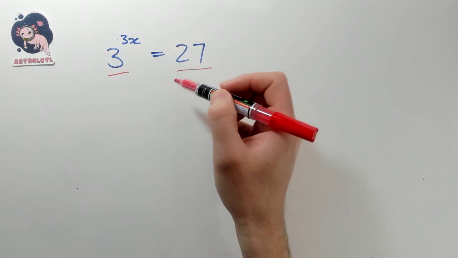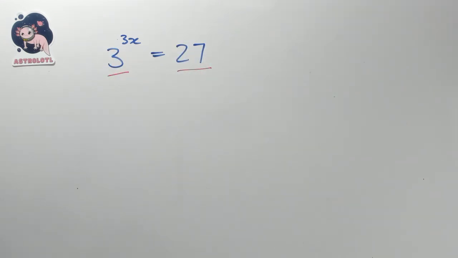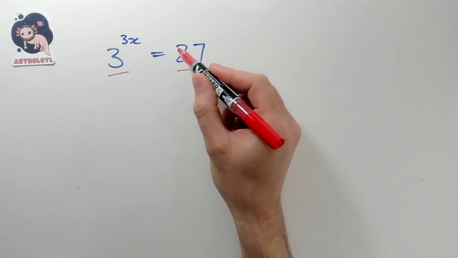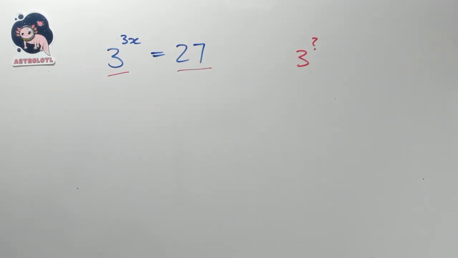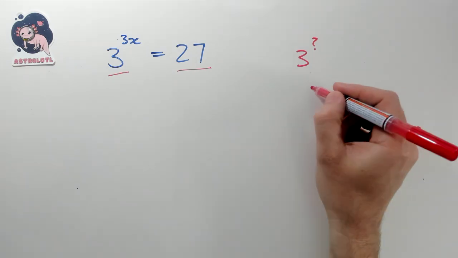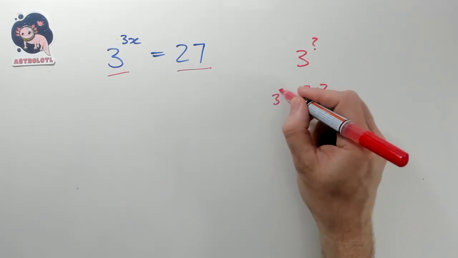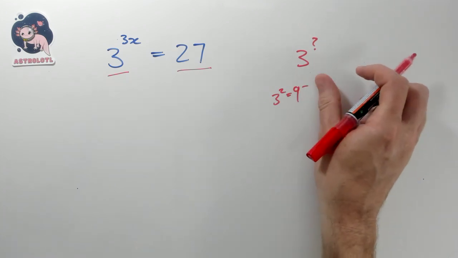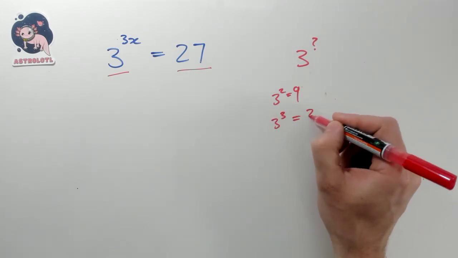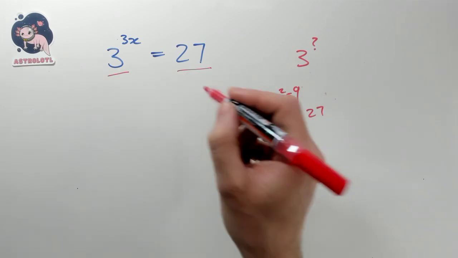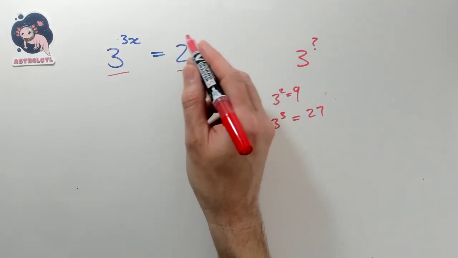So when I look at this 27, the first question I'm asking is, is it possible for me to write 27 as 3 to the power of something? 3 times 3 is 9, so 3 squared is 9. 3 to the power of 3 is 27. Bingo. So I actually have to go that route and rewrite this number.